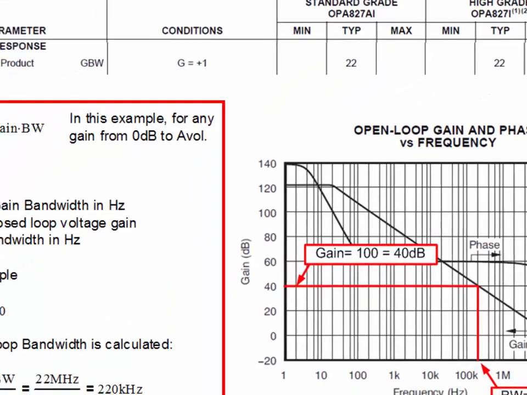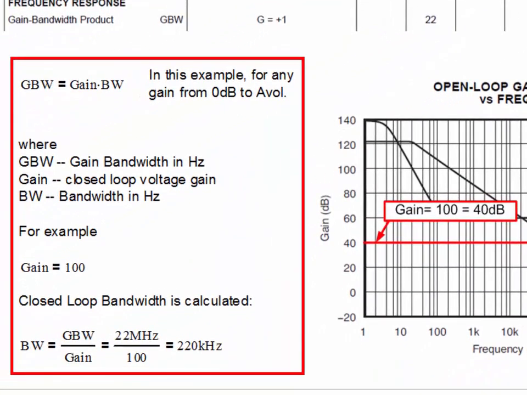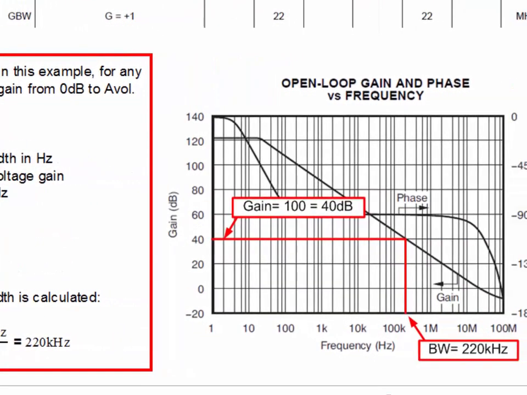Solving the gain bandwidth equation for bandwidth tells us that the bandwidth is the gain bandwidth product divided by the linear gain. Dividing the OPA827 gain bandwidth product of 22 MHz by the circuit gain of 100 volts per volt yields a bandwidth of 220 kHz. This calculation is verified by looking at the OPA827 open loop gain curve from the datasheet.